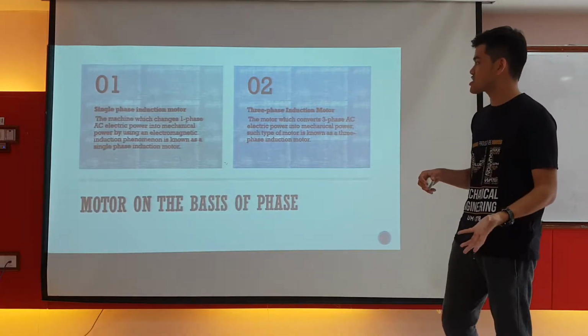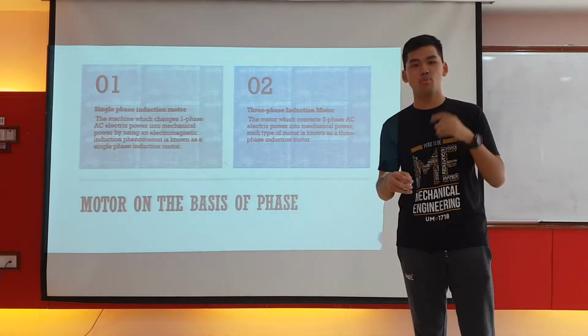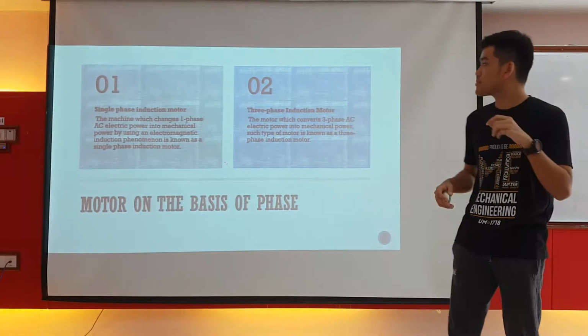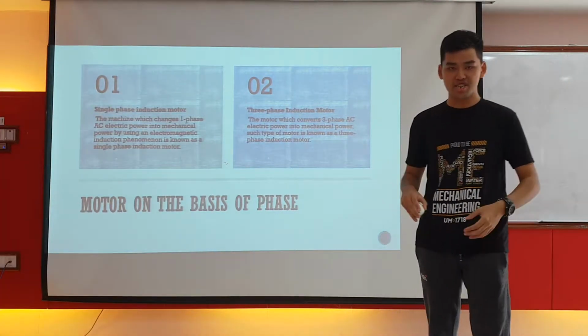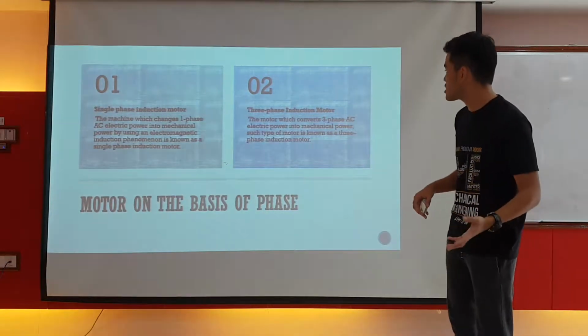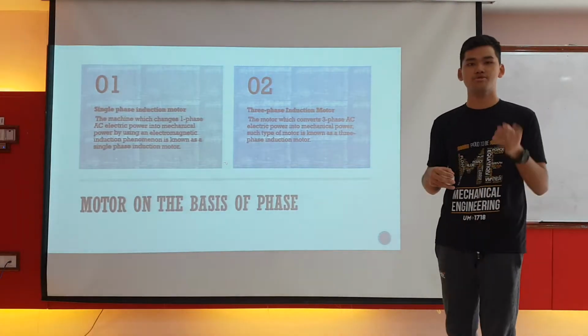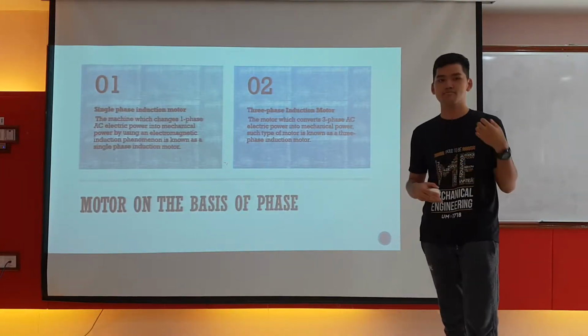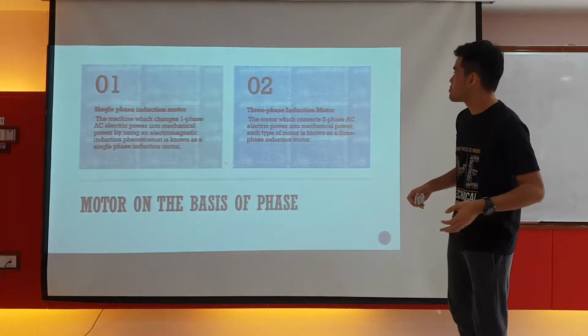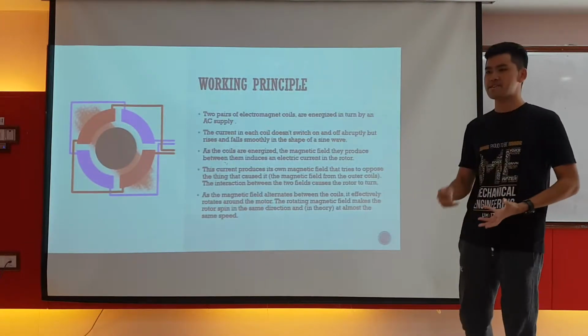So the single phase induction motor is the machine which changes one phase of AC, alternating current electric power, into mechanical power by electromagnetic induction. Whereas the three-phase induction motor is a motor which converts three phase AC electric power into mechanical power. So for their working principle, right?